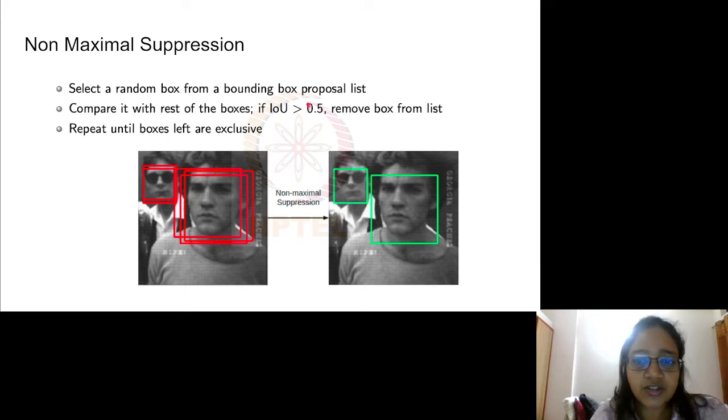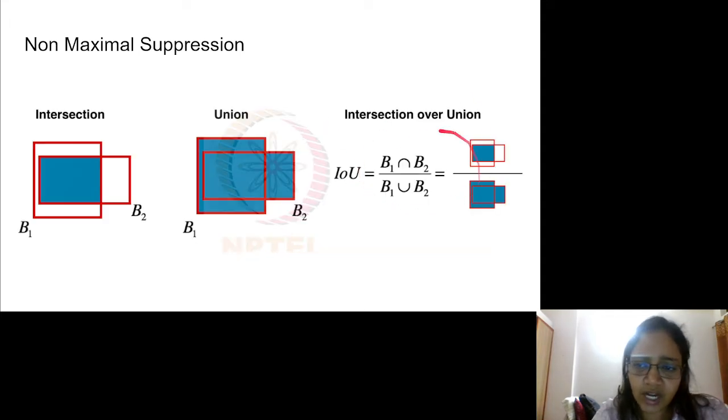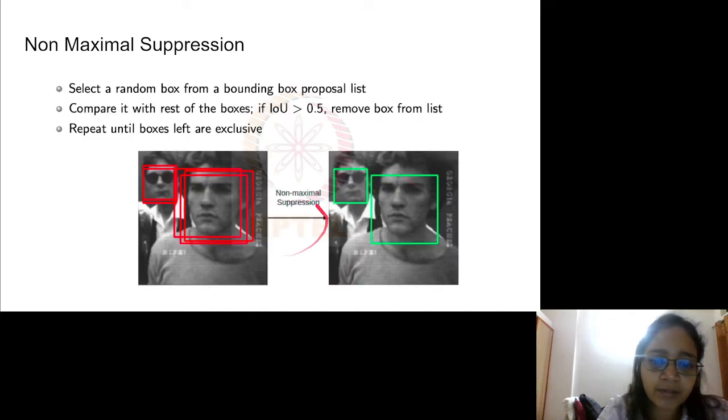If the IOU is greater than 0.5, what does that mean? If you look at the definition, it means there's a considerable intersection between those two, which means they are very similar bounding boxes. So there are other bounding boxes in my list which are very similar to the one I selected, and I can remove this bounding box from my list. It won't really cause any problem, right?